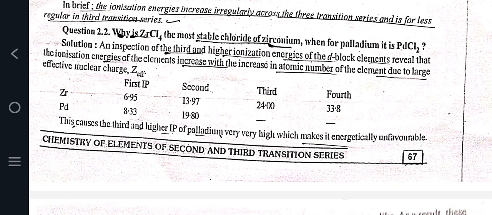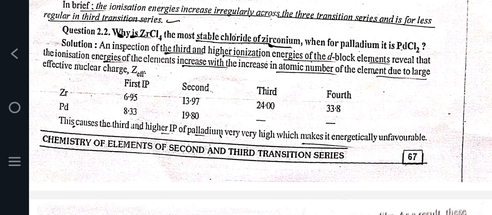Why is ZrCl4 the most stable chloride of zirconium, whereas for palladium it is PdCl2? An inspection of the third and higher ionization energies of the d block elements reveals that the ionization energy of the element increases with increase in atomic number due to the large effective nuclear charge, Zeff.